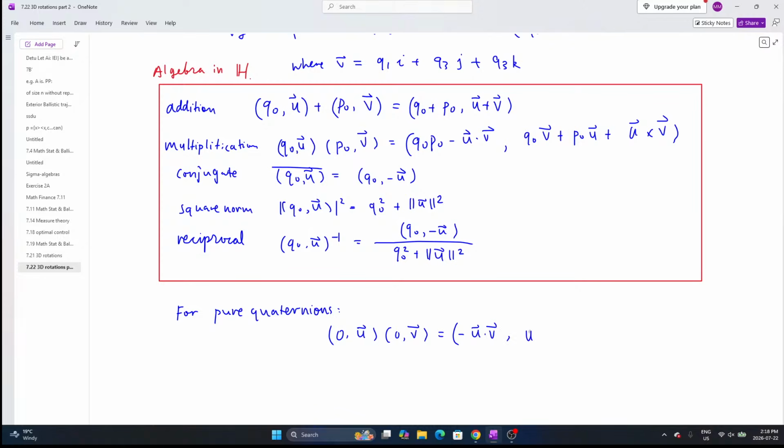Is that like geometric algebra? Does geometric algebra put cross product and dot product together? I'm not sure. Okay, I might be talking nonsense. Okay, so this is pure quaternion. You have this nice little reduction here.